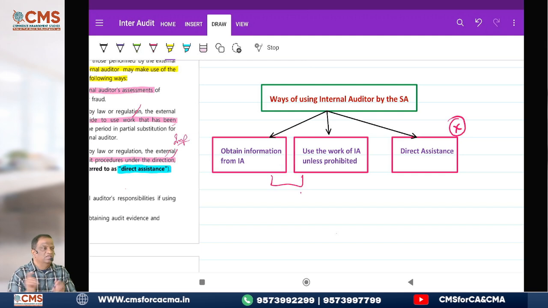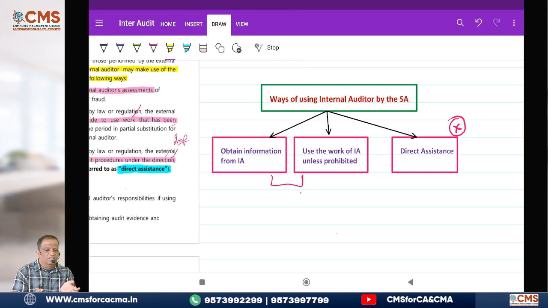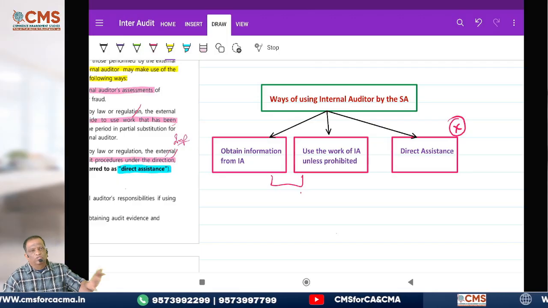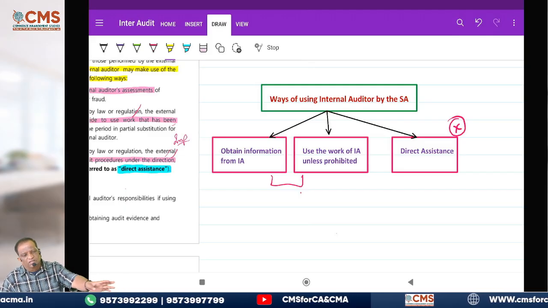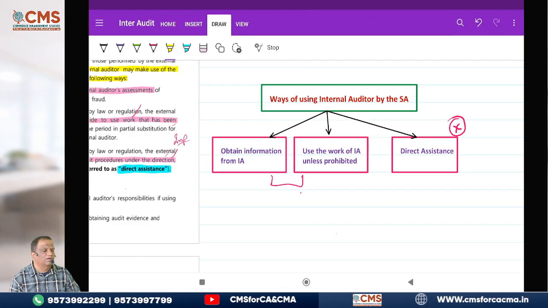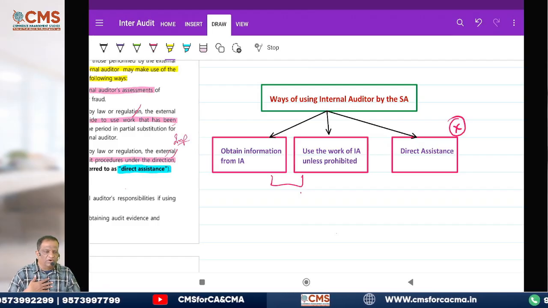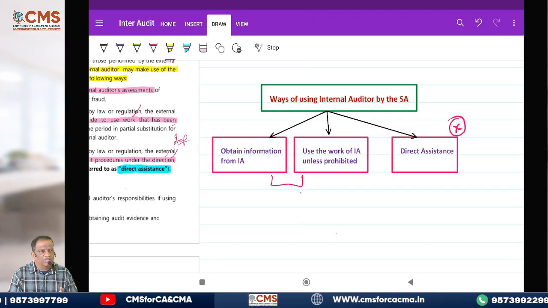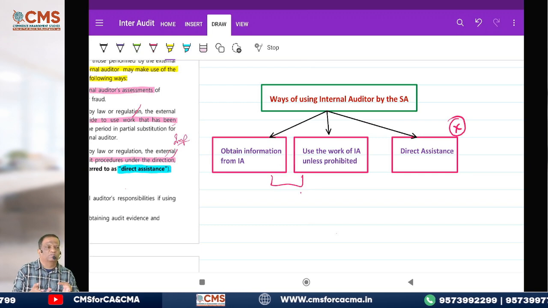There are three ways. One is to obtain information from the internal auditor. I'll put it in a student way so that you can understand. Say you are the internal auditor. I'll give an example. You did the depreciation calculations because management asked you to do it. You did the computation of depreciation and the capitalization and all. Now, as a statutory auditor, I also want to verify. But management tells me, why do you want to verify? The internal auditor has already done it. Or you can take an even simpler example.